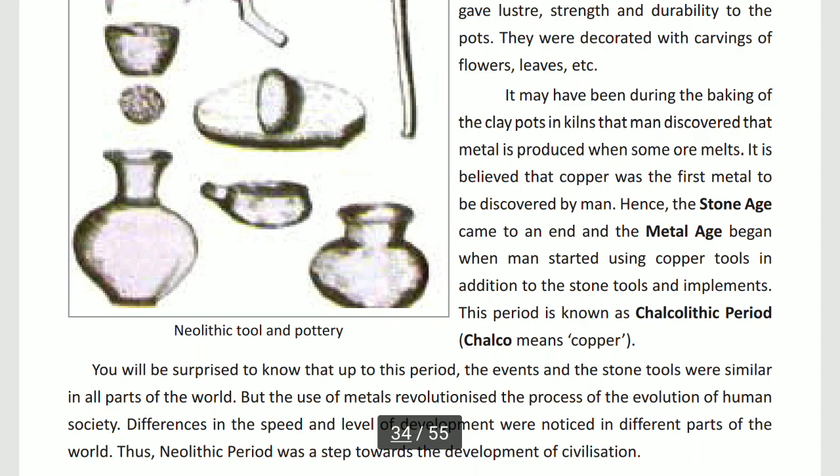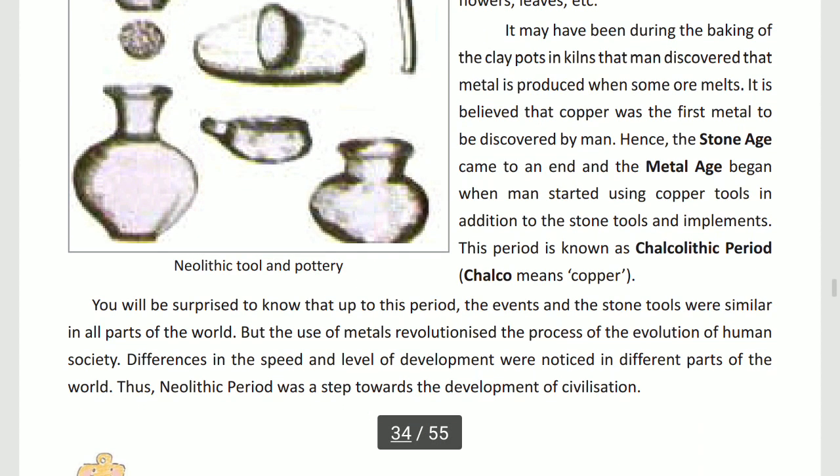They were decorated with carvings of flowers and leaves. उसको डेकोरेट करते थे with the flowers and leaves. It may have been during the baking of the clay pots in kilns that man discovered that metal is produced when some ore melts. Now it is believed that copper was the first metal to be used by the early man, discovered by the man during Neolithic period.